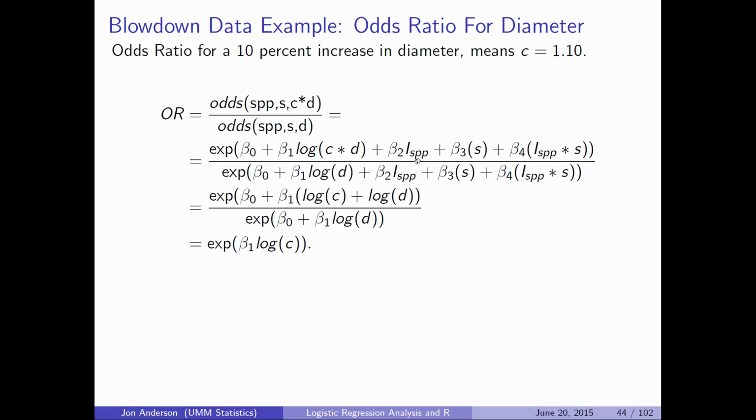This means that when you cancel out things like the species indicator, the severity, and the species by severity, you're left with just terms involving log diameter. Remember that when you take the log of a product, it is the sum of the logs, so you have beta 1 times the log of c plus the log of diameter. Down in the denominator you have beta 1 times the log of diameter. The beta 1 log diameters cancel, the intercepts cancel, and you're left with beta 1 times the log of this multiple.